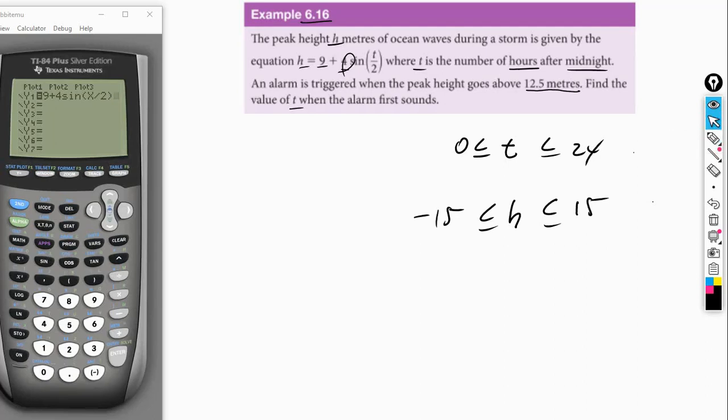Now notice that the other thing we have to graph is the function y equals 12.5. Let's write y equals 12.5 as well. And now let's go check the window. So the window we said is going to be from 0 to 24 hours for x. The scale is 1, that's fine. Minus 15, and then 15. So once we have the appropriate window, we can graph.